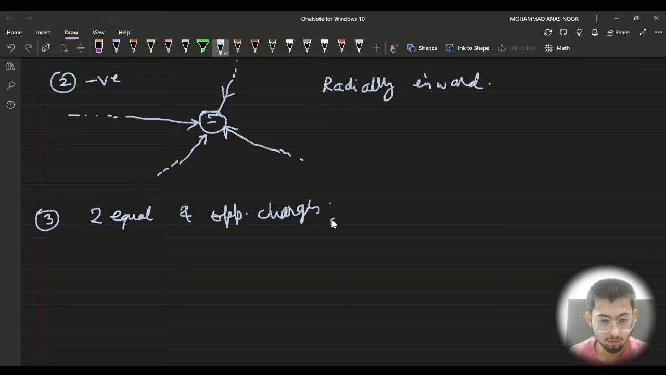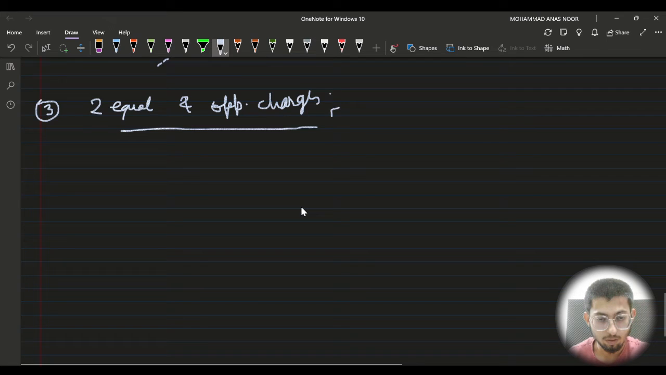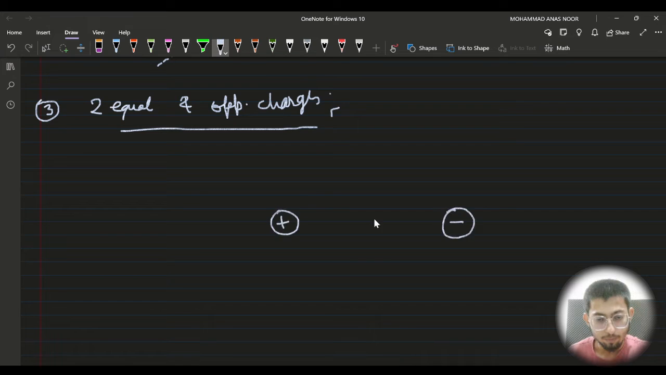So let us first draw two equal and opposite charges placed close together in space. Let's say there are two charges, one of them is positive, another is negative, right? So as we know, the electric field lines start from positive and end at negative. So like this you can draw the electric field.